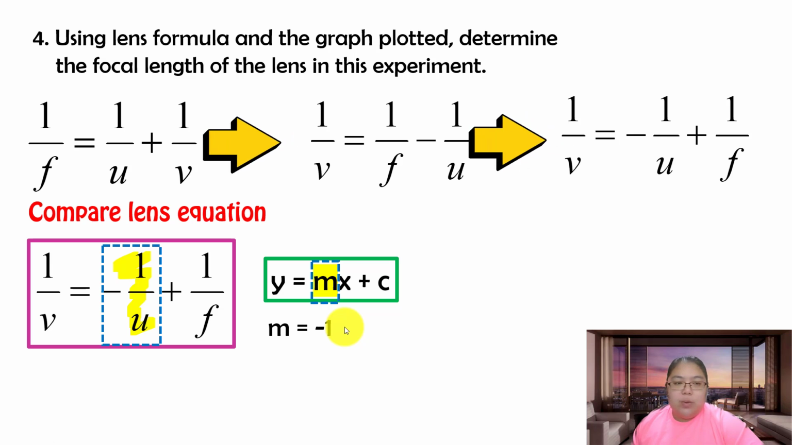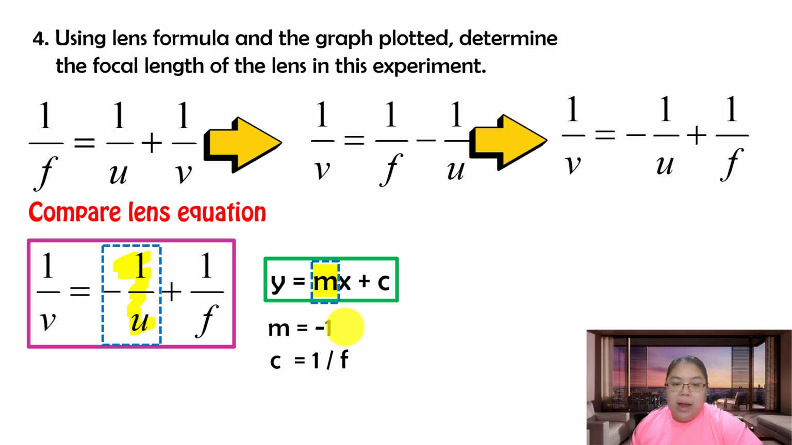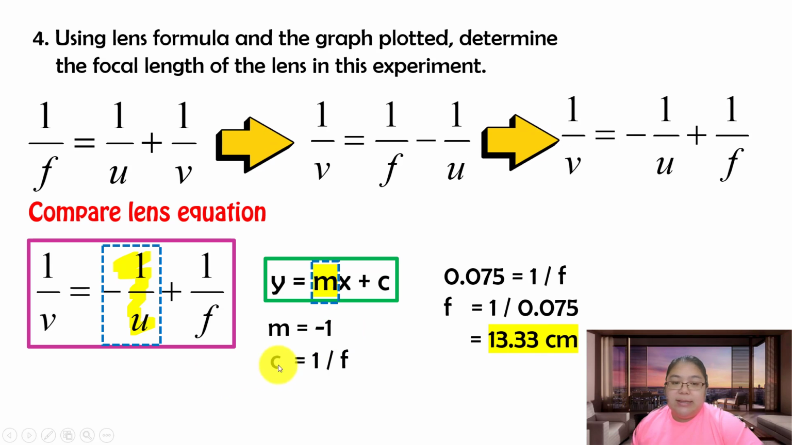Okay, then the next one, there should be the c. C is 1 over f. Now we're going to check 1 over f. Because just now we cut already, c actually is the y-intercept, is it?